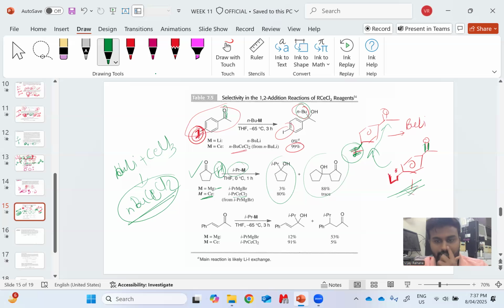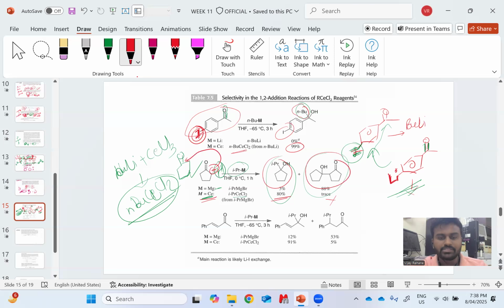It forms the anion here, and further this anion attacks on the second molecule of the same compound. So this negatively charged form can attack on the carbonyl carbon, and it gives the formation of this product, in which one part is the alcohol and one is the ketone. To avoid this, we can use this cerium based reagent, and it selectively gives almost 80% formation of this product. This other product is formed in only a trace amount.